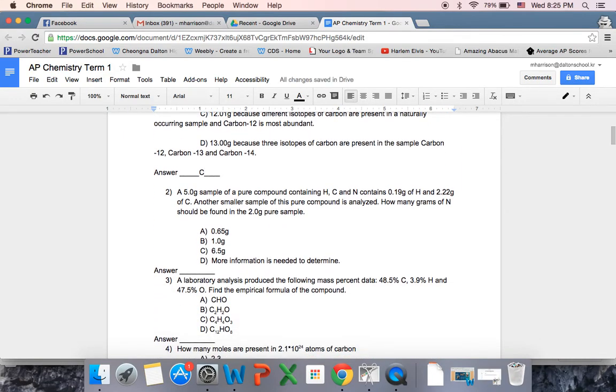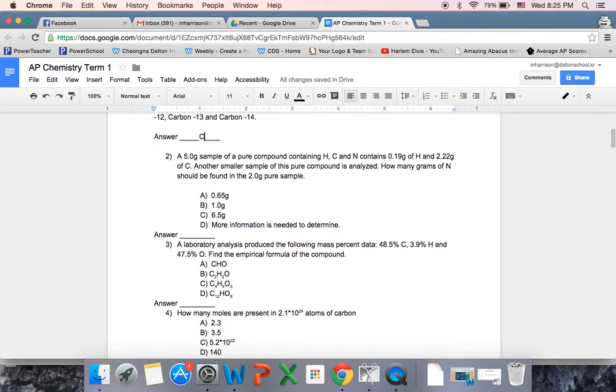Question 2. A 5.0 gram sample of a pure compound contains hydrogen, carbon and nitrogen, and it contains 0.19 grams of hydrogen, 2.2 grams of carbon. Another smaller sample of this pure compound is analysed. Pure compound. So this means that the proportions must be exactly the same. The question is, how many grams of nitrogen should be found in a 2-gram sample?